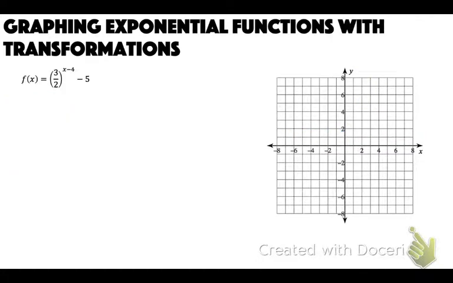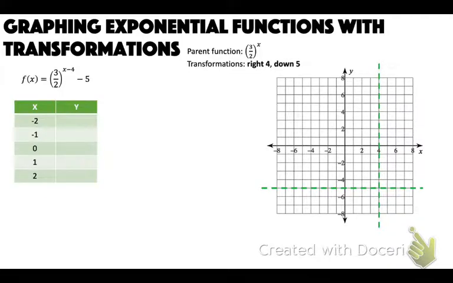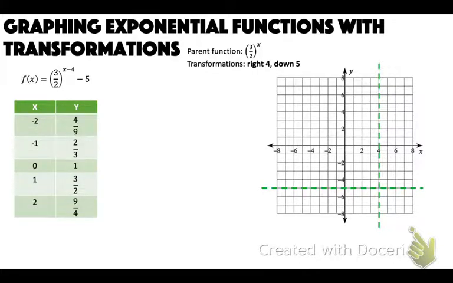So 3/2 to the x minus 4 power minus 5. Well, our parent function is 3/2 to the x, and our transformations are right 4 and down 5. So I'm going to deal with the right 4 and the down 5 by just drawing those lines. Then we're going to do our table using our parent function. So 3/2 to the 0 power is 1, 3/2 to the first power is 3/2. So to the negative first would be 2/3. Squared would be 9/4, and then the negative second would be 4/9.